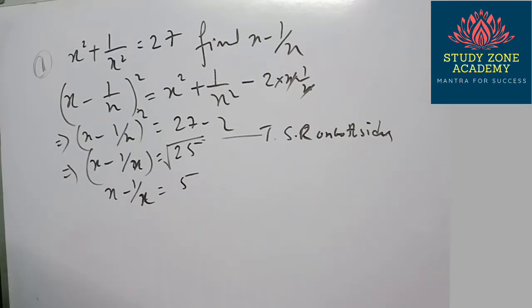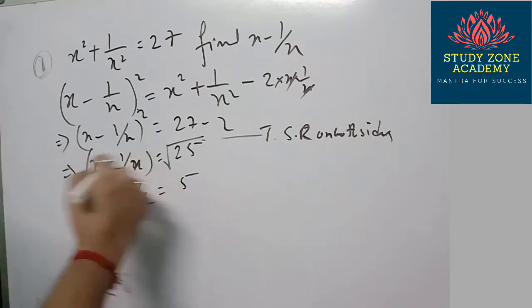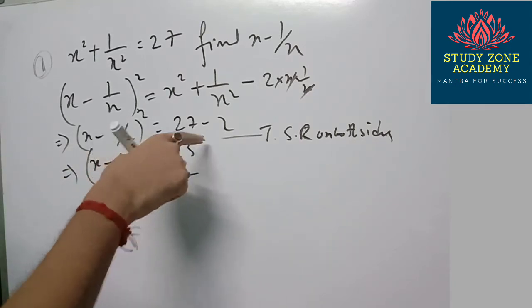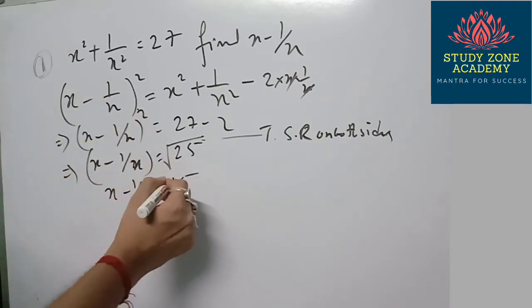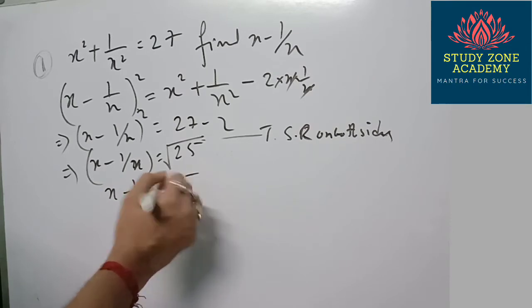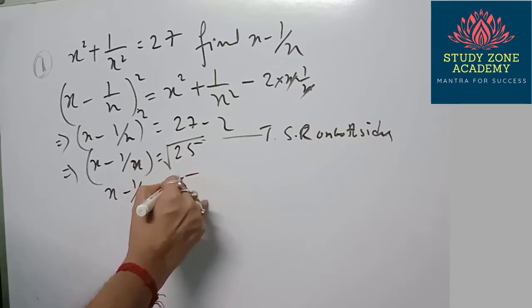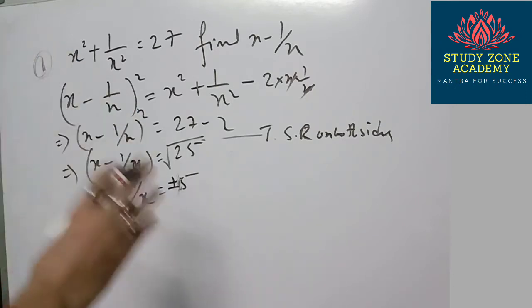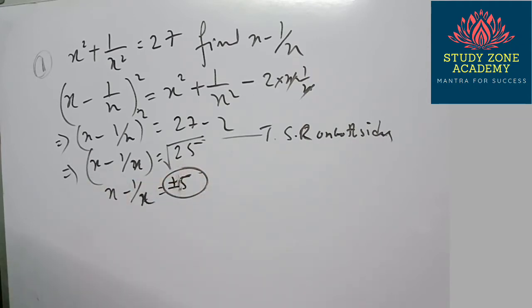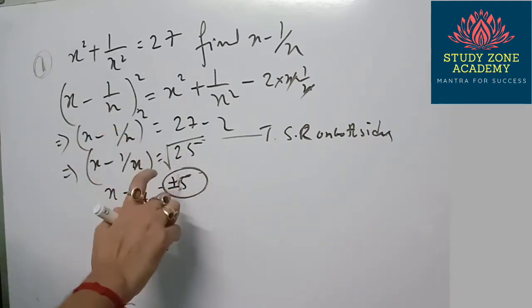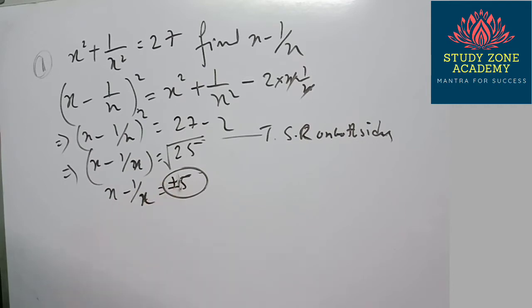The next question is related to this. One more thing, the answer will be plus minus 5, because when we take the square root, it contains both plus and minus sign. If you're missing plus minus 5, then your answer is wrong. Whether you get 5 or not doesn't matter, but you must not miss this. If you miss this, you're going to face the consequence.